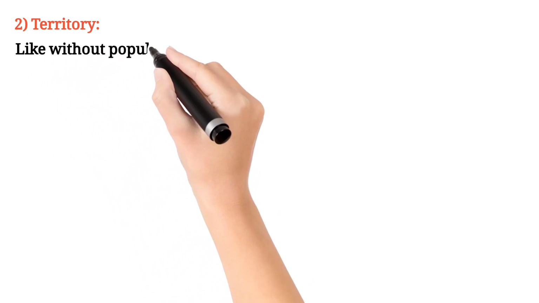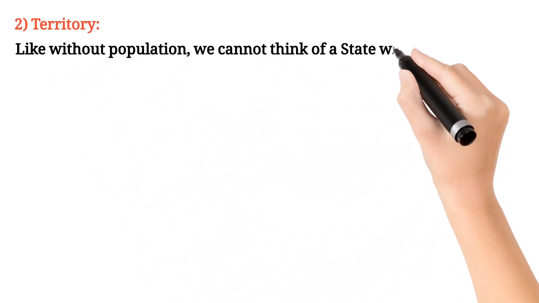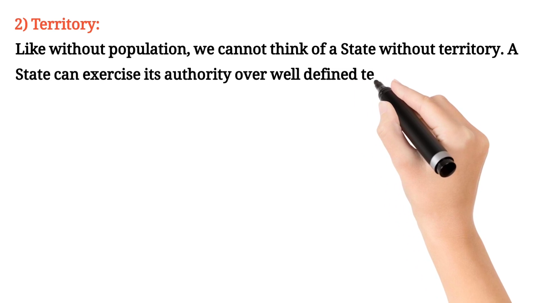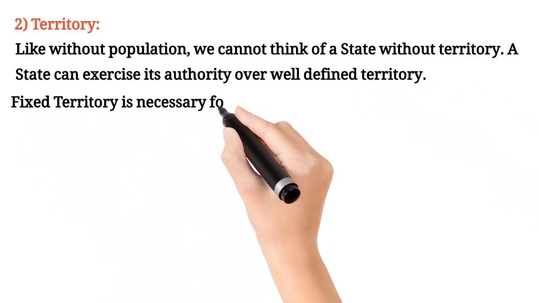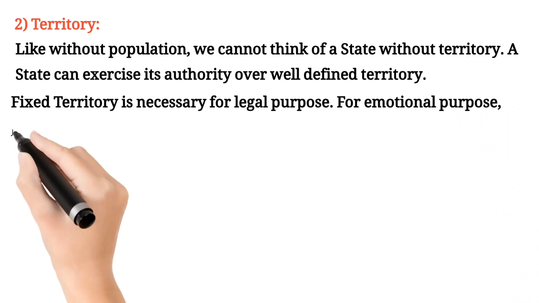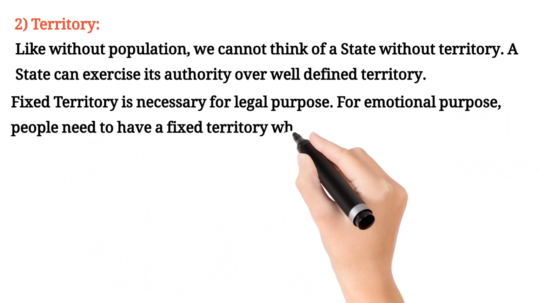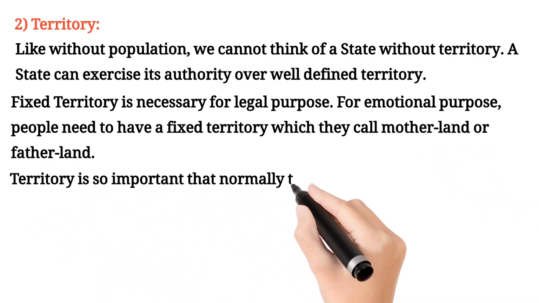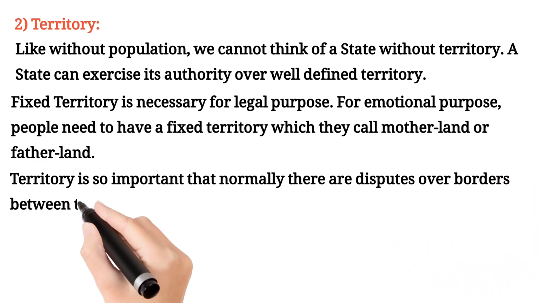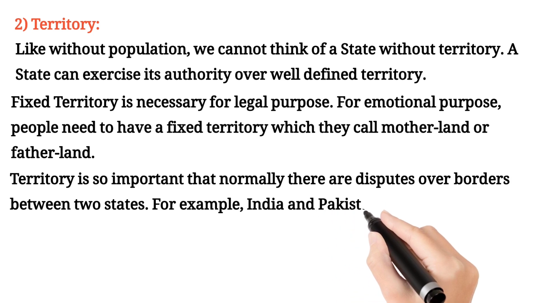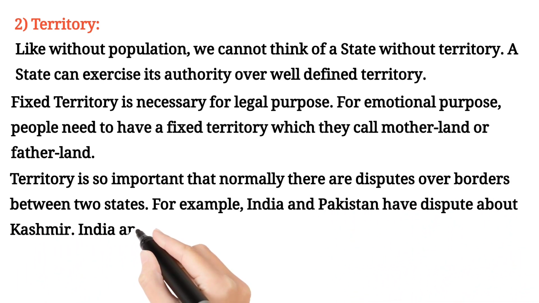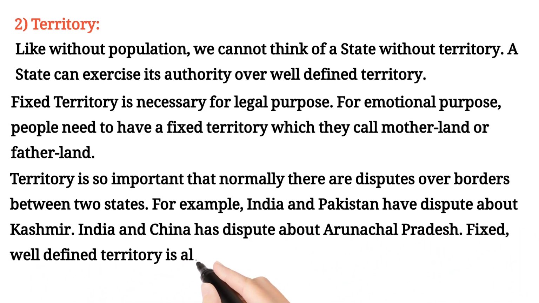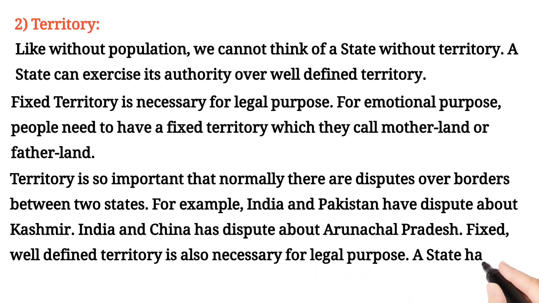2. Territory. Like population, we cannot think of a state without territory. A state can exercise its authority over well-defined territory. Fixed territory is necessary for legal purpose. For emotional purpose, people need to have a fixed territory which they call motherland or fatherland. Territory is so important that normally there are disputes over borders between 2 states. For example, India and Pakistan have dispute about Kashmir. India and China have dispute about Arunachal Pradesh. A state has control over land.